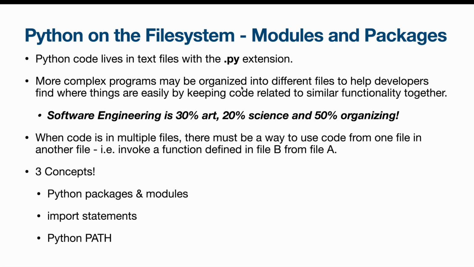Software engineering is, I have this line here, software engineering is 30% art, 20% science, and 50% organizing. It really is a lot about organizing, and that's just because these code bases get enormous and they're hard to keep track of, and it needs to be easy to find what you're looking for. And there's an art to organizing.